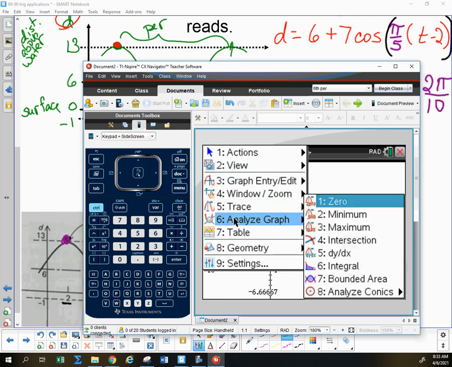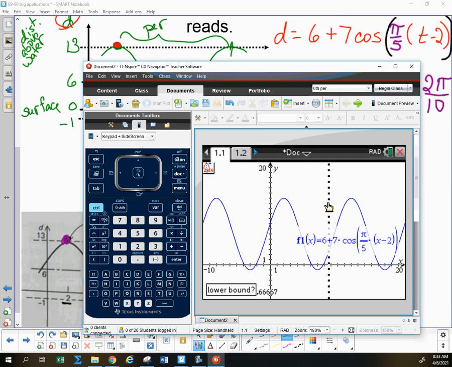Menu, analyze graph. We said it's a 0, so that first choice. Line to the left of the one we want and to the right. And it tells us 7.861 seconds to answer that problem. Anybody having trouble getting that on your calculators? A question about what you need to do? Everybody good with that much?